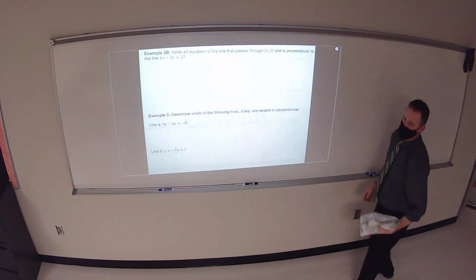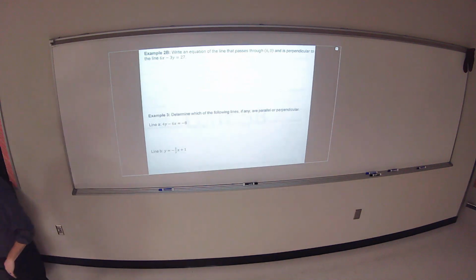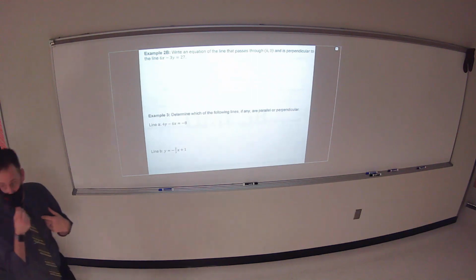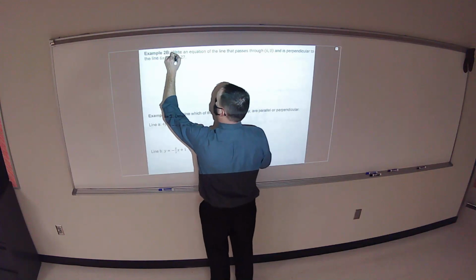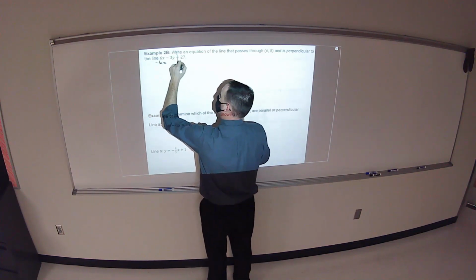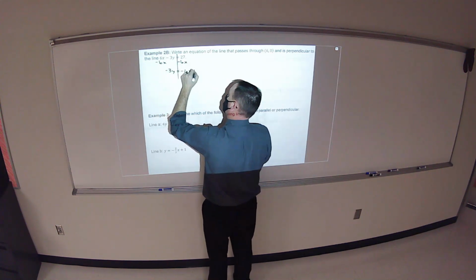Evan, do we know the slope of the given line? No. Why not? Because it's not in point slope form. Or it's not in slope intercept. Those are the two that we can use, isn't it? So our job is to get it in the slope intercept form. So Evan, how are we going to do that here? Subtract 6x from both sides. All right, so that gives us negative 3y is equal to negative 6x plus 27.